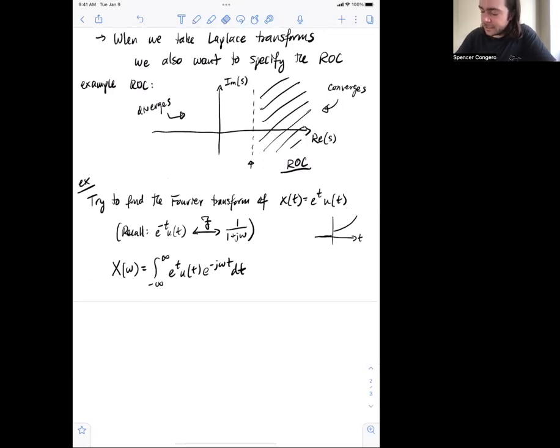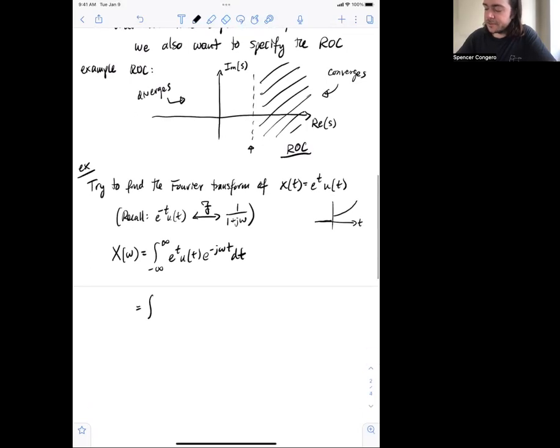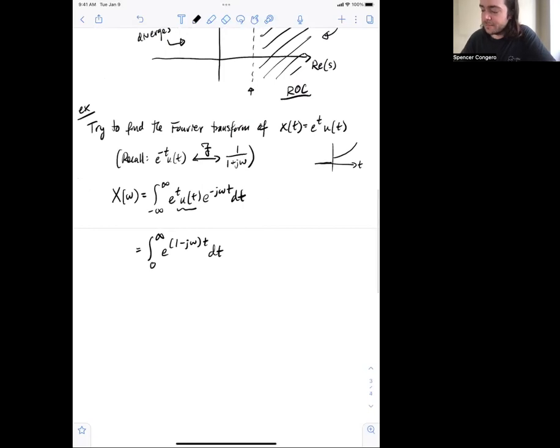So now that unit step function, I kind of talked about this earlier with the unilateral Laplace transform. We're doing the same thing here. Okay, the unit step function makes this integrand 0 when t is negative. So I might as well start integrating when t is 0. And I get e to the (1 minus j omega) t for the terms that are left. Just combining them. Do this integral: 1 over (1 minus j omega), e to the (1 minus j omega) t from 0 to infinity.